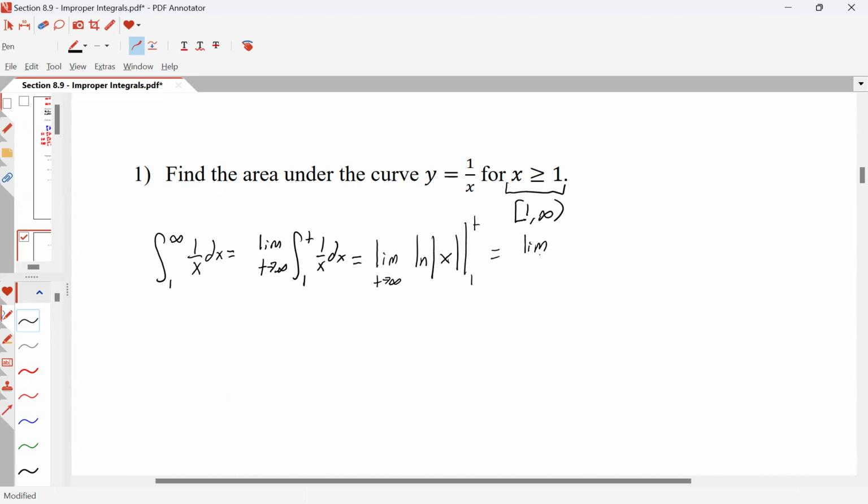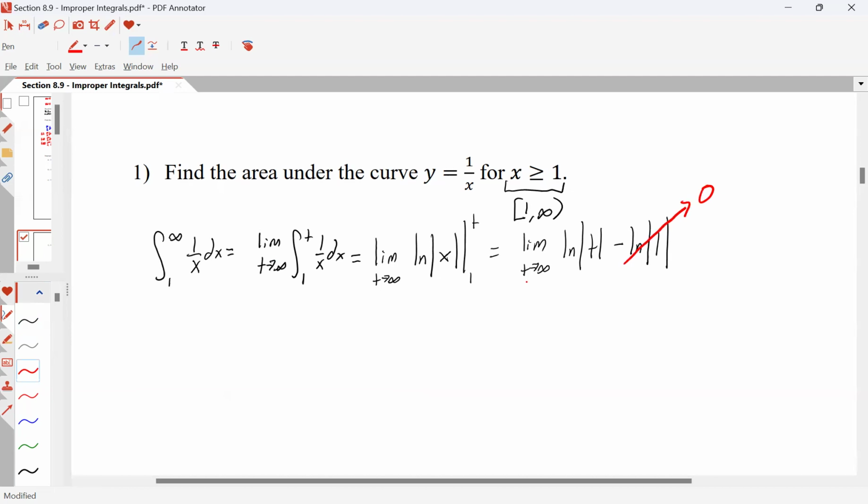Plugging in the bounds, as t goes to infinity, we get the natural log of the absolute value of t minus the natural log of the absolute value of 1. The natural log of the absolute value of 1 is 0. However, the limit as t goes to infinity of the natural log of t is infinity. So this limit goes to infinity.